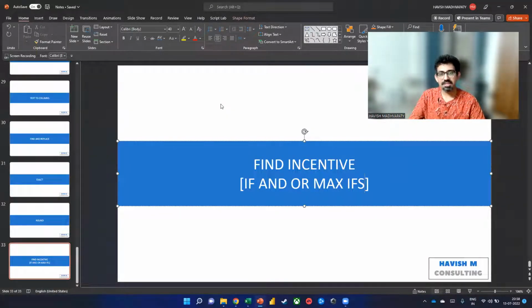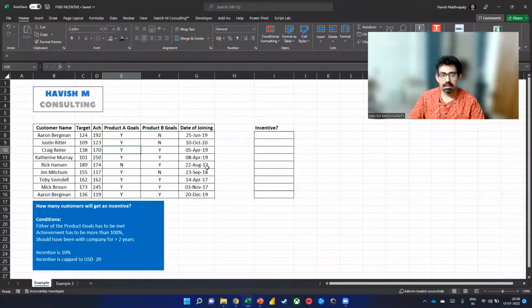Hello, everyone. Let us look at an example where we want to find the incentive. And we are going to learn how to use IF, AND, OR, MAX, and IFS. So this is the problem with which we are working.